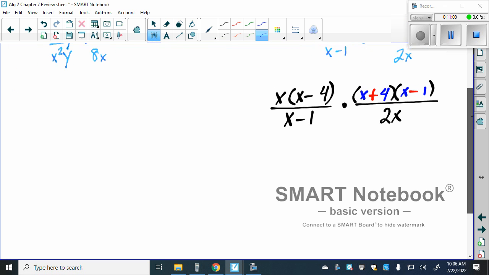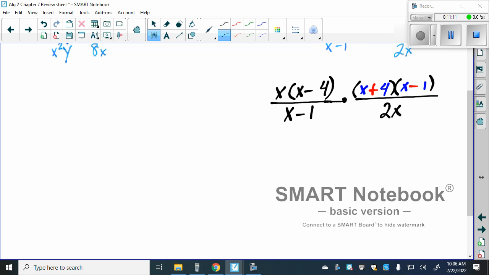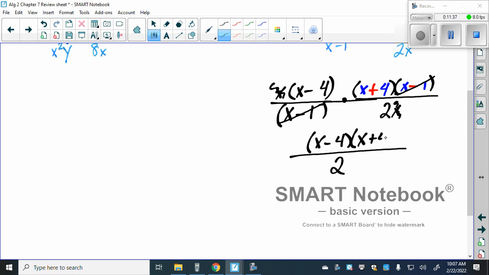So now we can multiply these together. And as we've seen already, we could actually just connect the two because we're just multiplying straight across. And well, the x minus 1 and the x minus 1 will cancel out. The x and x will actually cancel out, leaving us with a denominator of 2, and the numerator would be x minus 4 and x plus 4. And that's it, because there's nothing else we can do. Any other questions on this one?